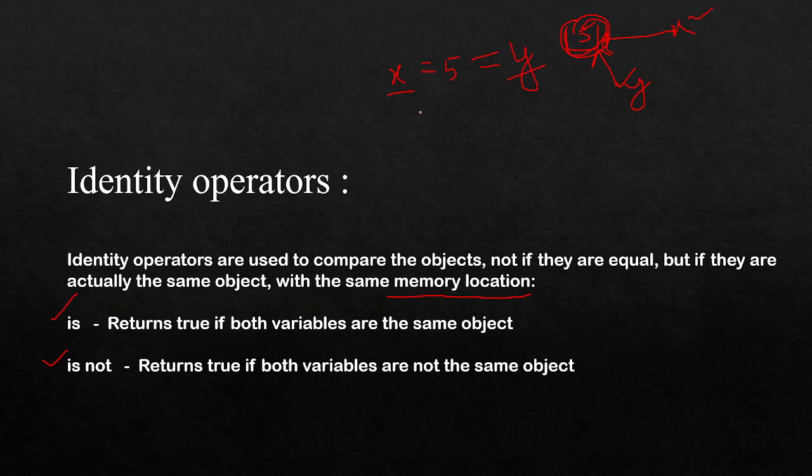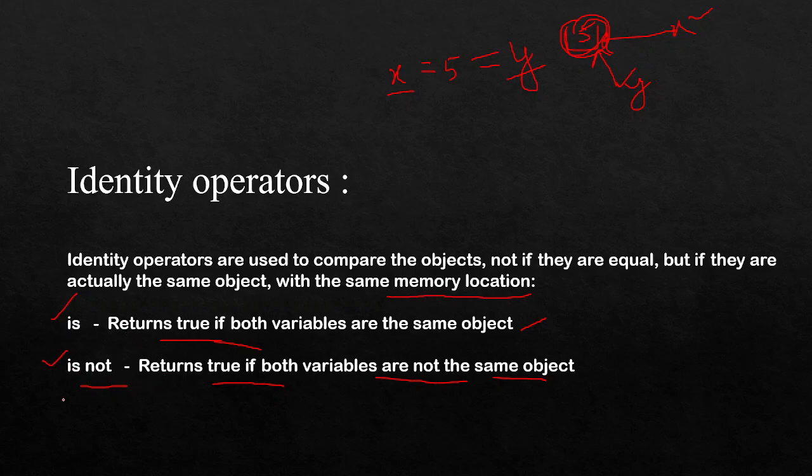But if I write x is y, it will return true. It will return true if both variables are the same object. Okay, and if they are not the same object, then it will return false.